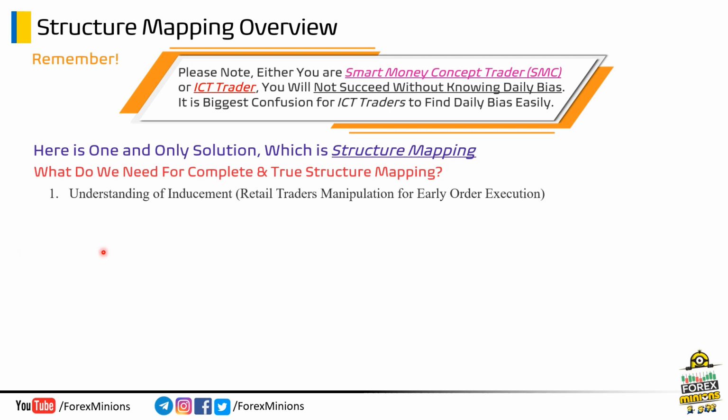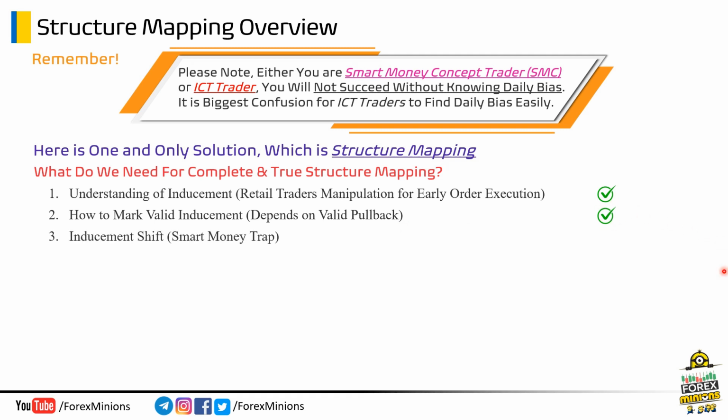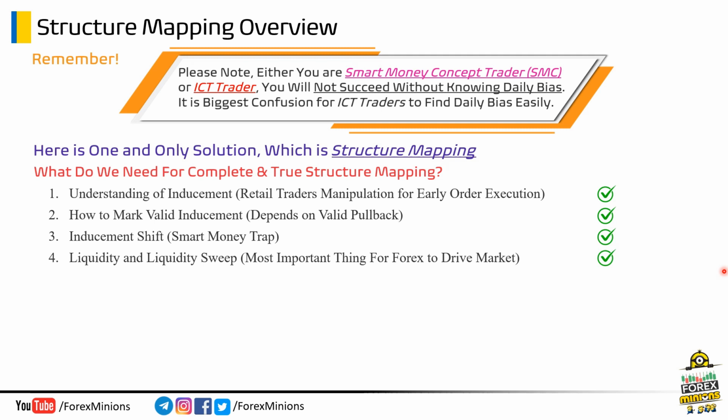First one is understanding of inducement. Basically, inducement is a retail trader's manipulation trap in which smart money induces them into early order execution. Secondly, how to mark valid inducement, and it depends on valid pullback. We have studied this topic in complete detail. Third, inducement shift, which is another type of smart money trap. Fourth, liquidity and liquidity sweep, which is the most important thing to drive the Forex market. Please note, without liquidity, the market does not move.